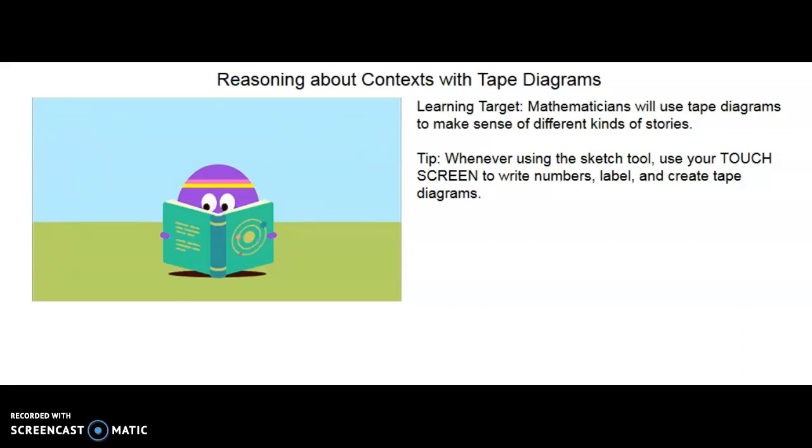Hello, 7th grade mathematicians. This is Sydney Neves, and I am going to talk you through this reasoning about context with tape diagrams, which is 7.6.2, our Desmos activity, and this is the teacher response to student work.